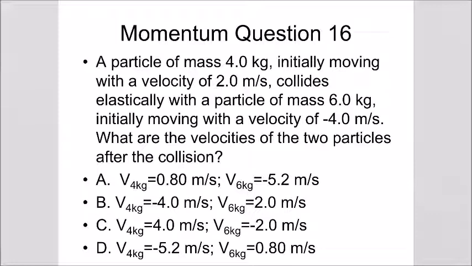So in this problem, we have a particle of mass 4 kilograms moving with a velocity of 2 meters per second. It collides elastically with a particle of mass 6 kilograms, initially moving with a velocity of negative 4 meters per second. What are the velocities of the two particles after the collision? So to make some space, we're going to move over to the next slide.